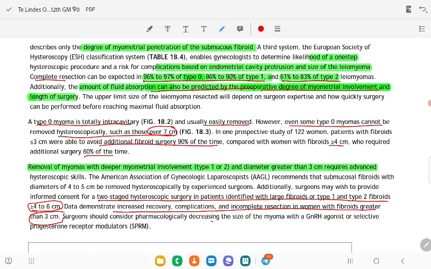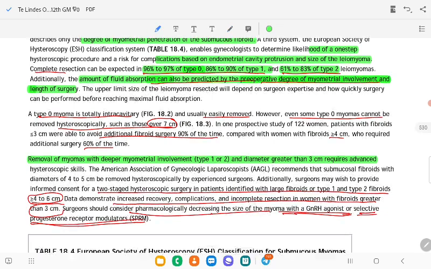Surgeons should always consider pharmacology to decrease the size of the myoma. As I already told you, you can give a GnRH agonist or an SPRM, selective progesterone receptor modulator, to decrease the size of the fibroid 3 to 4 months prior to the planned operation.